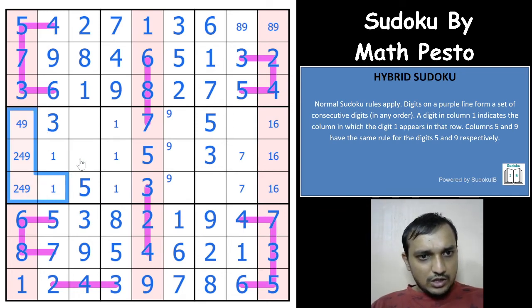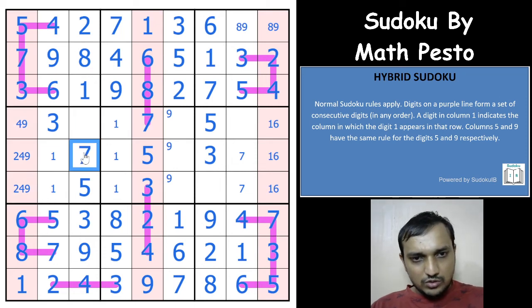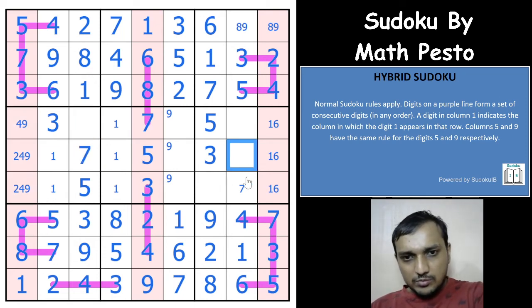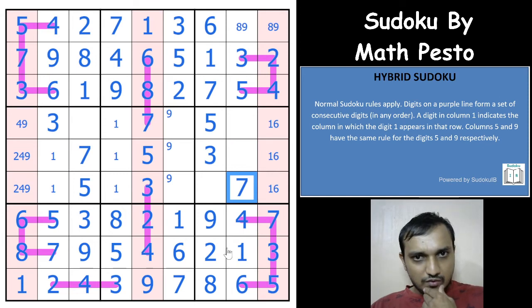7 cannot be here, cannot be here, cannot be here. So this cell would have to be a 7. That eliminates 7 from this cell. This cell would have to be a 7. 2, 8 and 9, right?